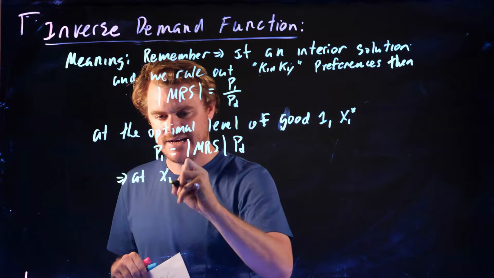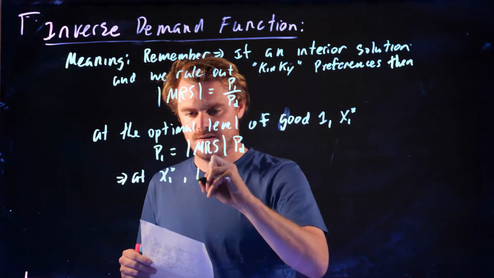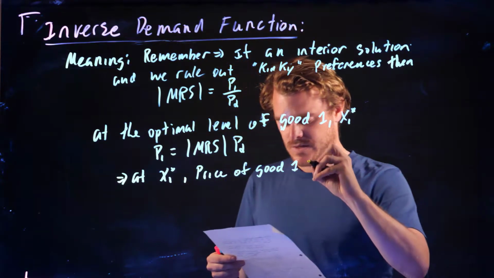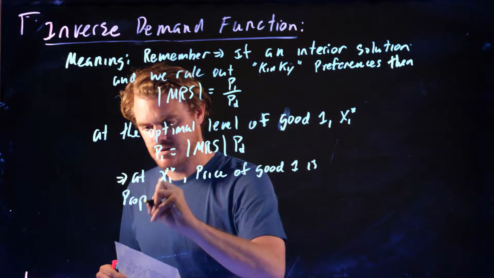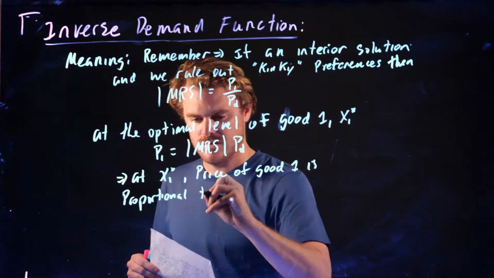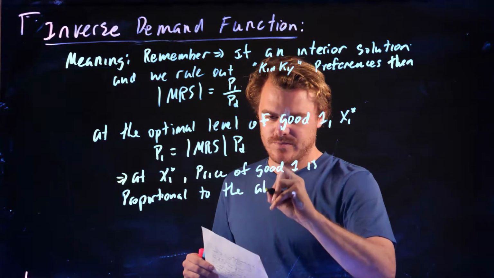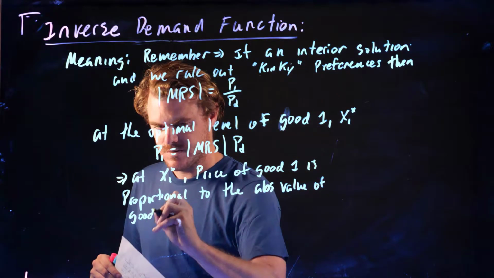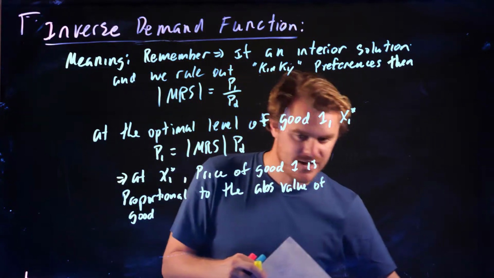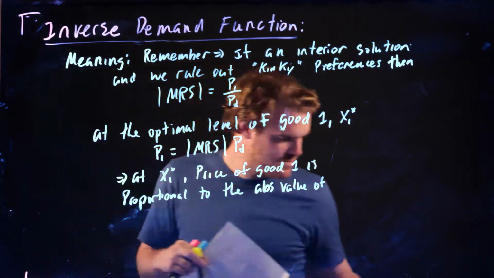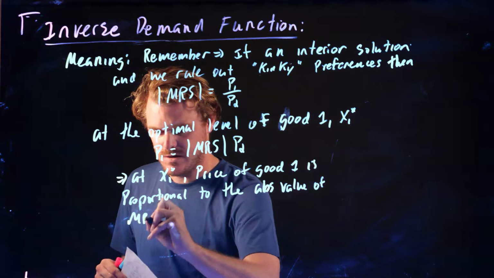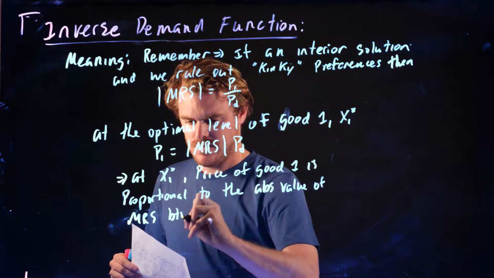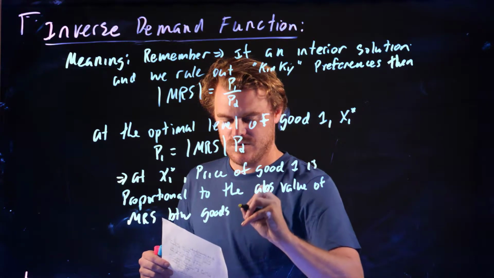So at X1 star, the price of good one is proportional to the absolute value of, sorry, the absolute value of MRS between goods 1 and 2.